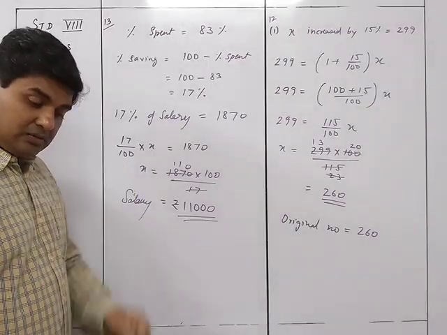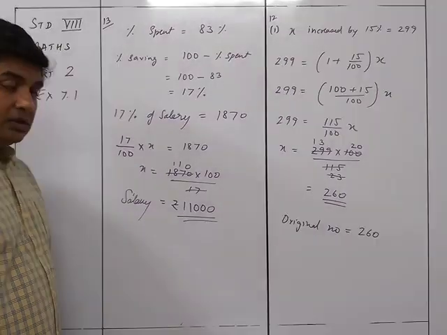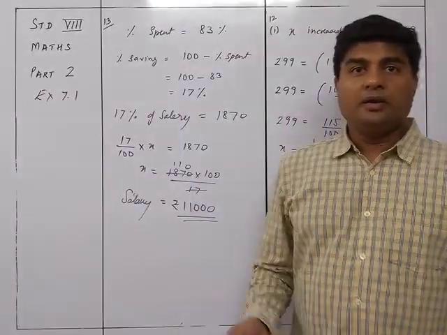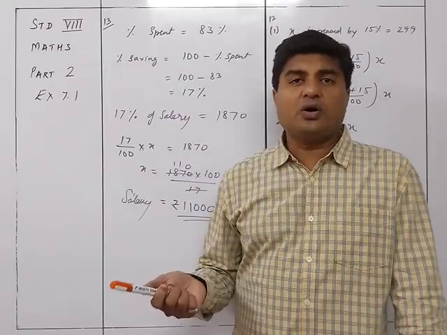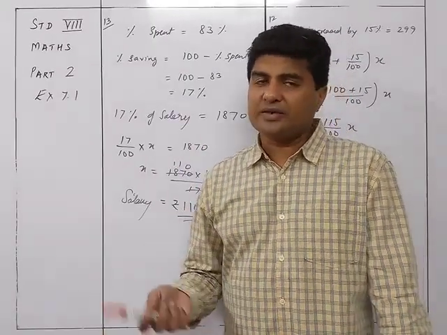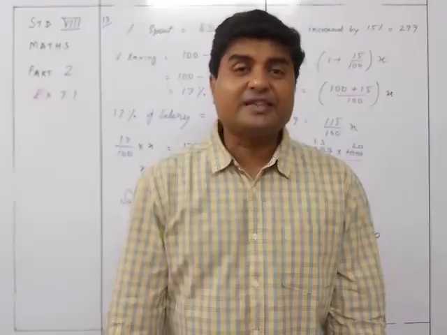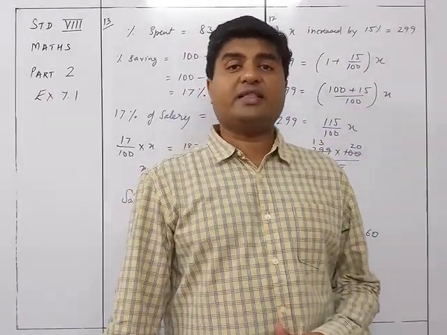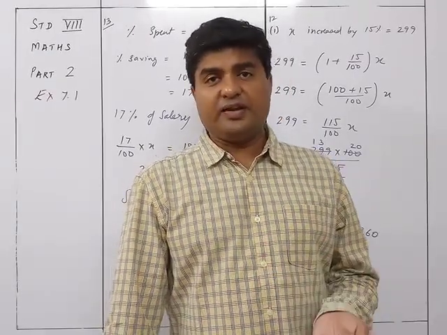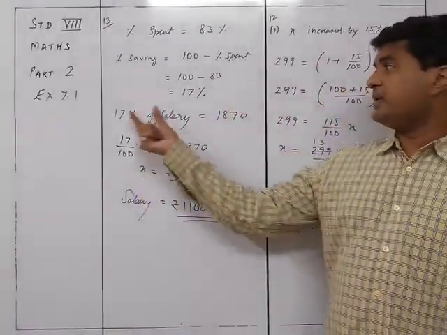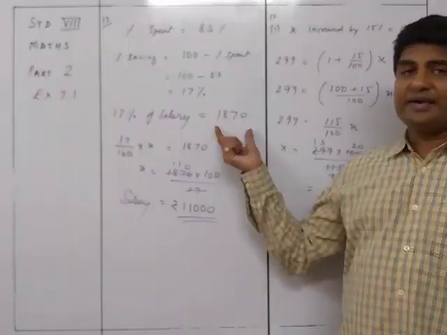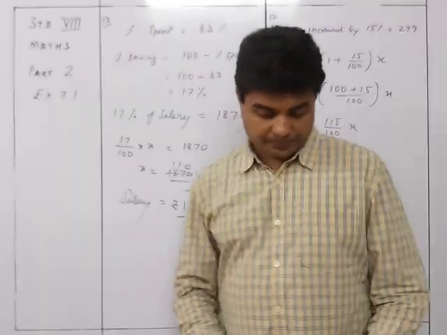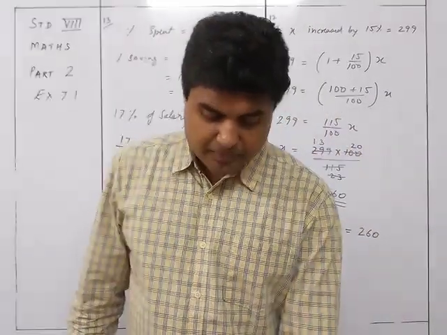Did you understand this? Clear? They had given us that the saving was 1870. So percentage में savings कितना होगा? Expenditure के बाद में जो भी बचा वो savings है. Expenses कितना है? 83%. So automatically what is the amount they are saving? Percentage saving कितना हो गया? 100 minus 83, so 17%. So that means 17% of the salary was equivalent to 1870, and we found out the value. Clear? That was sum number 13.